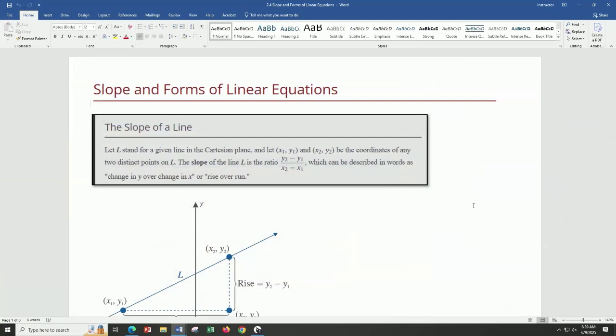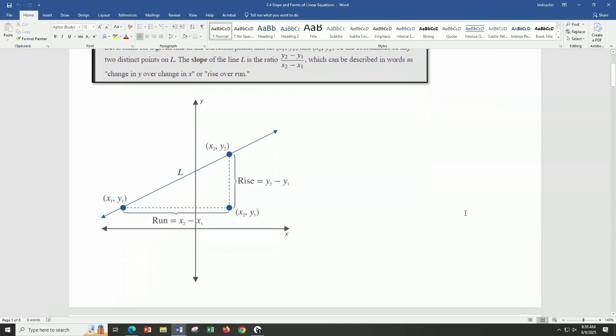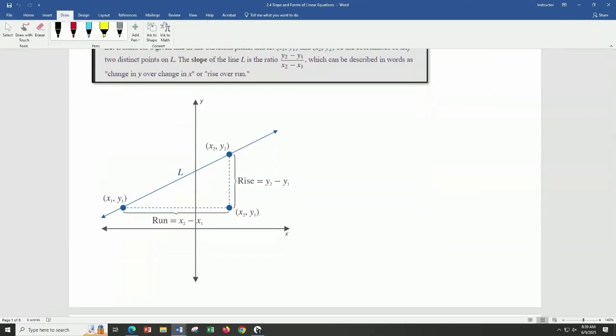Let L stand for a given line in the Cartesian plane, and let (x1, y1) and (x2, y2) be the coordinates of any two distinct points on L. The slope of L is the ratio of y2 minus y1 over x2 minus x1, which can be described in words as the change in y over the change in x, or rise over run. You would have seen this one once upon a time as this right here.